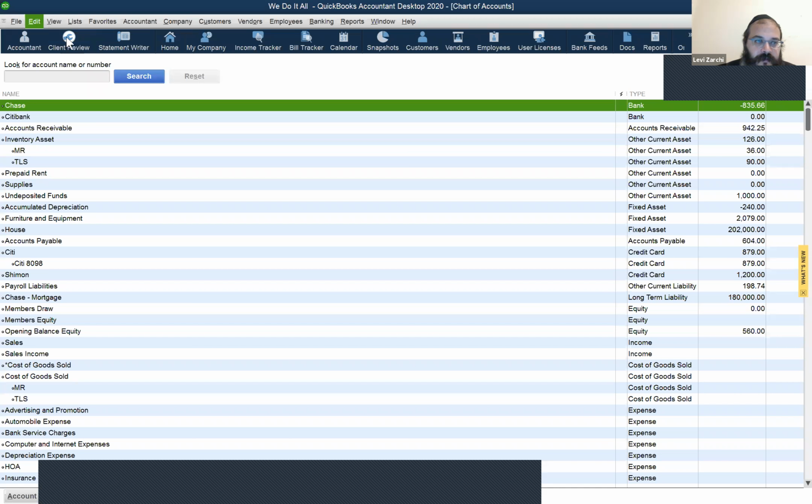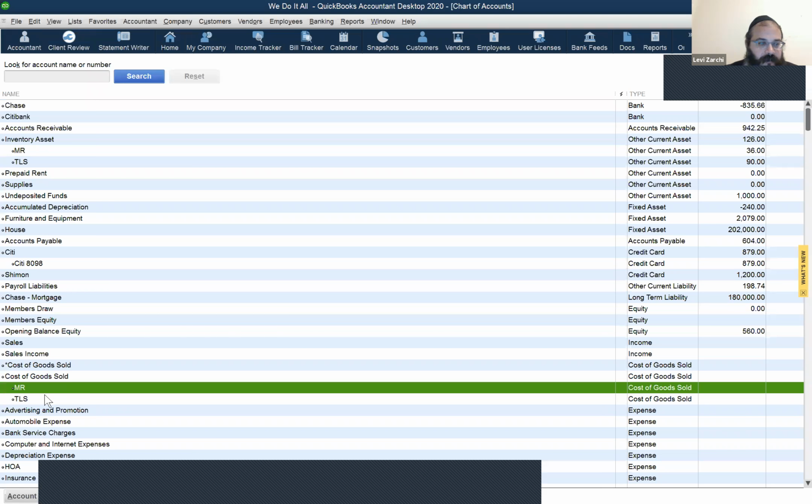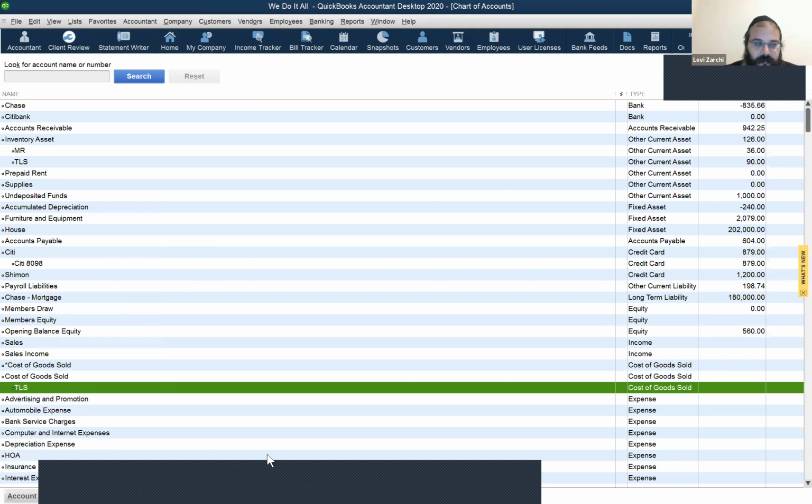Edit. I could delete an account. Why would I want to delete it? Because maybe I created an account and it didn't belong there. You can make accounts inactive, right? Let's say it's very cluttered and I decide I'm not using MR and TLS anymore. It's a one-time shot. I right click and make account inactive and it's going to disappear. You're not going to have it anymore.